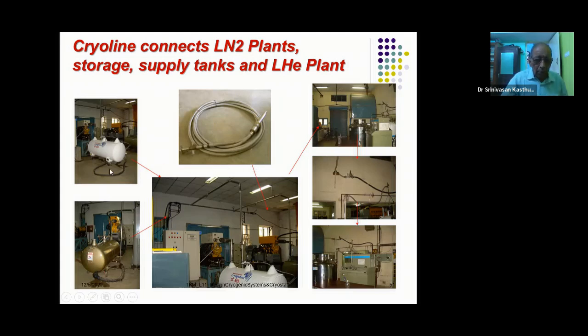The cryogenic plant connects from there to the common line on the top, and from there it is supplied to the storage tank. Okay, these are different section views, and it is also used for supplying liquid nitrogen to the helium plant for pre-cooling. Okay, so this is the piping which is coming on the wall. It is connected to the liquid helium plant. Okay.